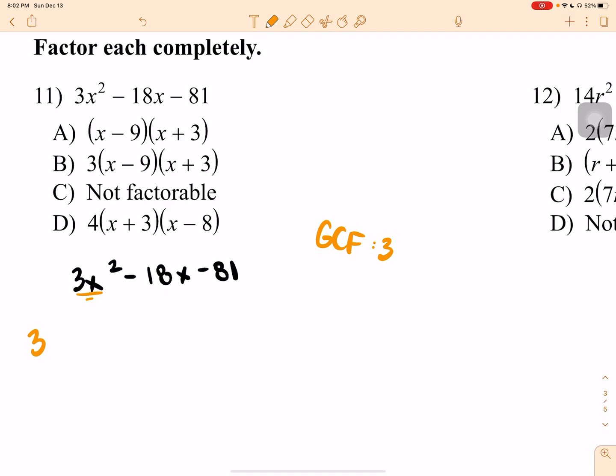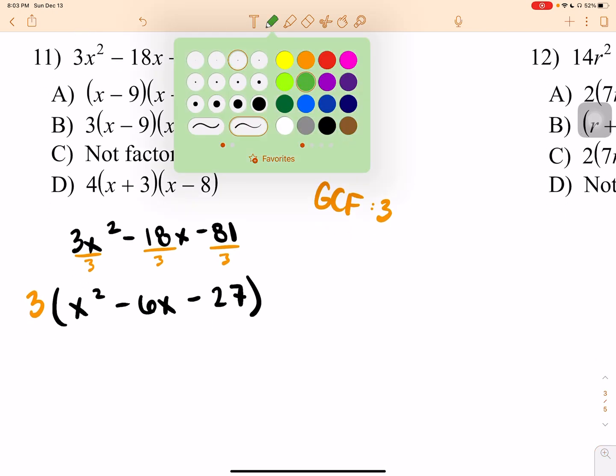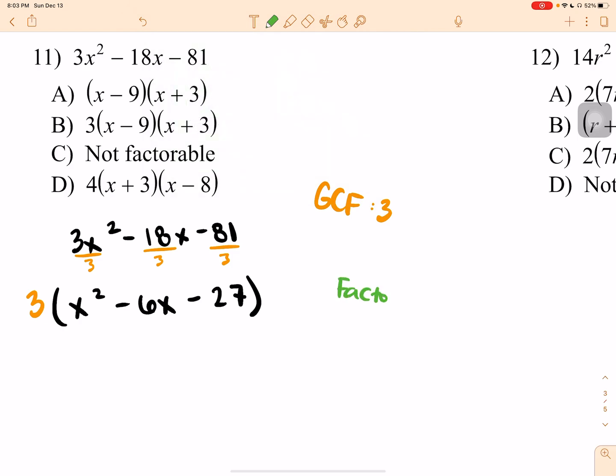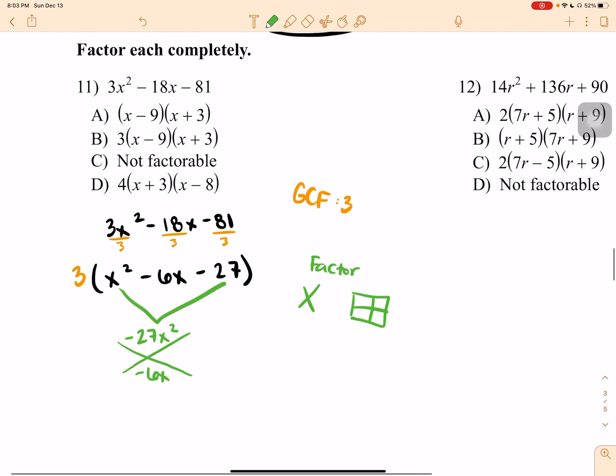In order to do that, you have to divide each section by a 3. So I'm going to get x squared minus 6x minus 27. Now I'm going to factor what's inside. Factor with a diamond and area model, just what's inside. So I'm going to have negative 27x squared, and then the negative 6x goes on the bottom here.